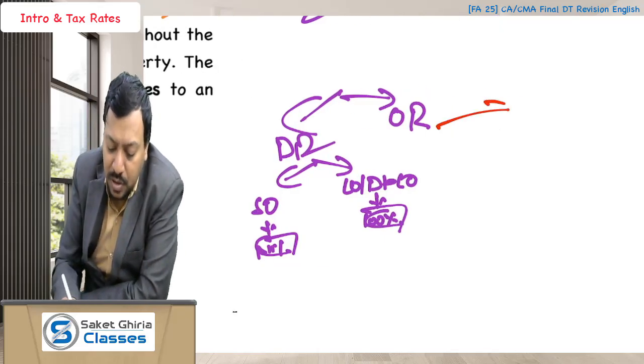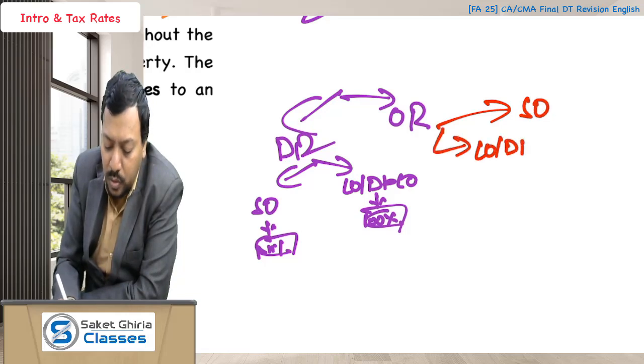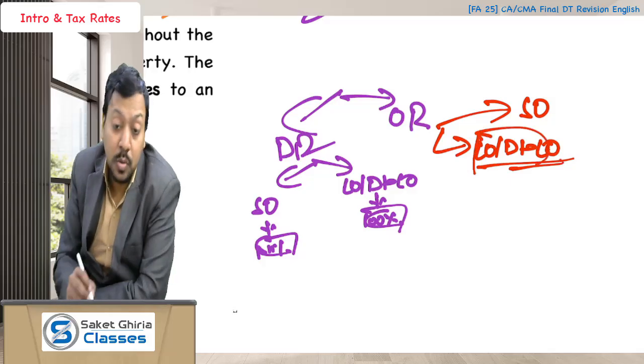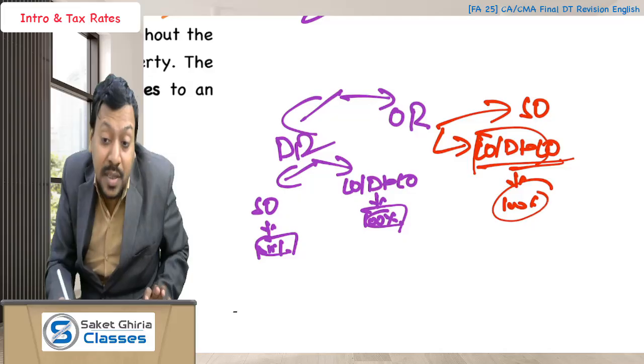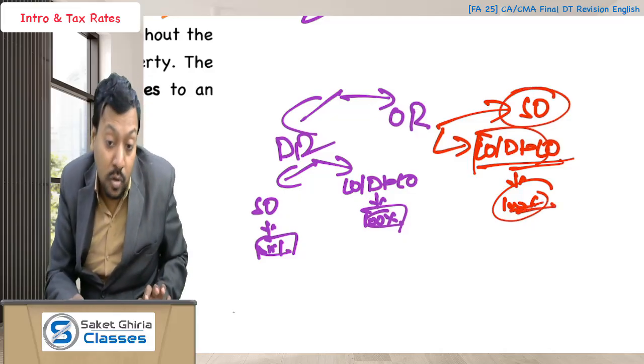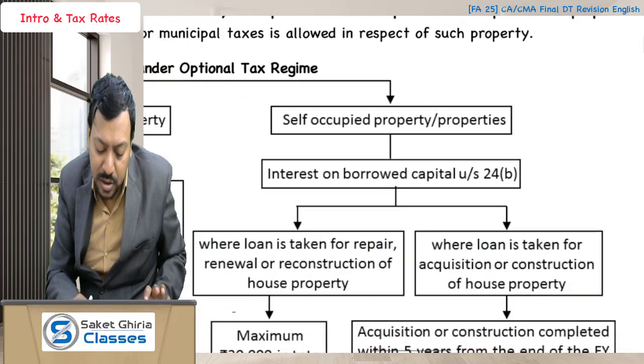In the optional regime, if the house property is let out or deemed to be let out, there is no issue. You will get 100% interest deduction. But if the house property is self-occupied, then how much interest deduction is allowed?